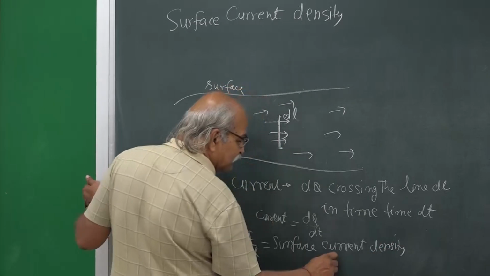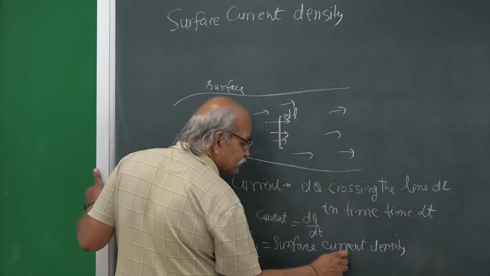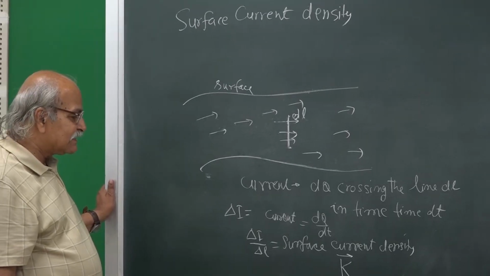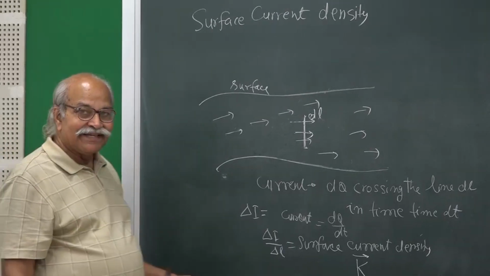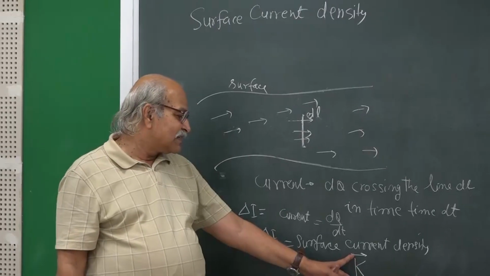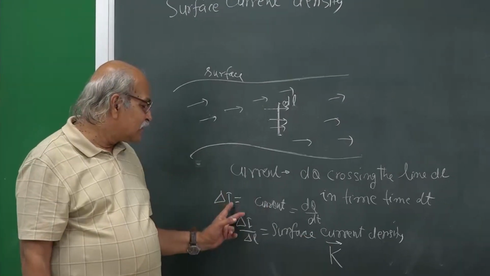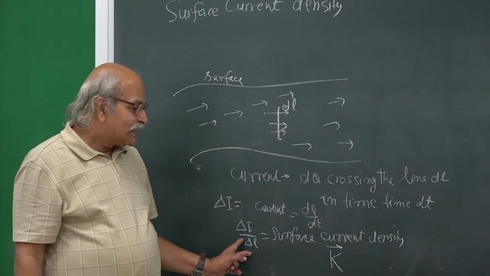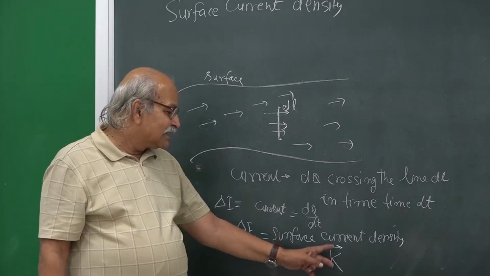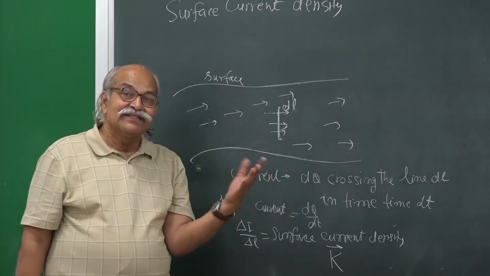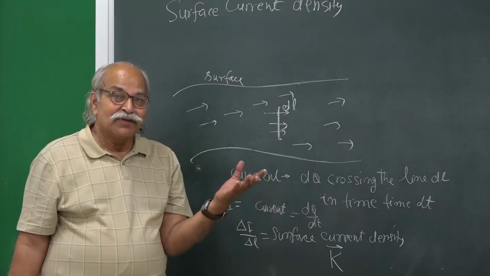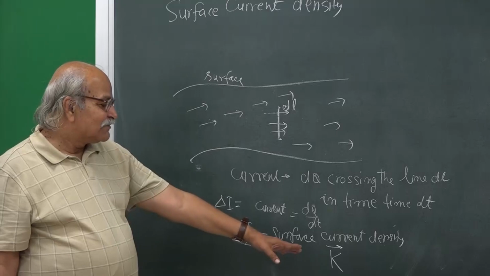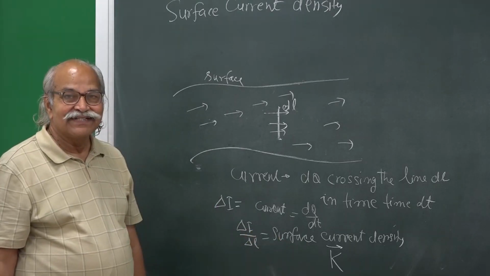And the symbol for that is K. The symbol which we will use for surface current density is capital K. The magnitude of this surface current density is current divided by the length that you have taken to calculate the current, and then the direction of this K is the direction in which the charges are moving. If they are positive charges, and if you have negative charges, then opposite to that. So, that will define your surface current density.